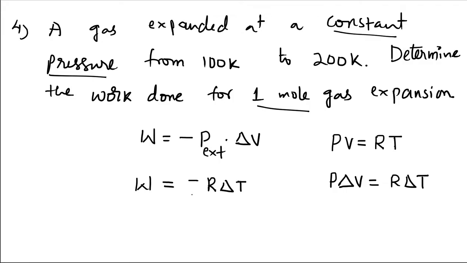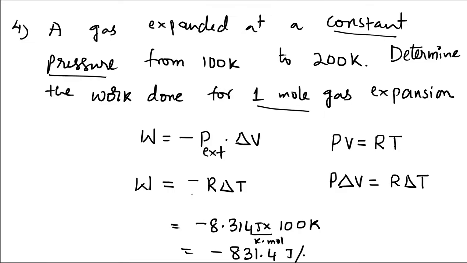What does the negative sign indicate? The negative sign indicates work done by the system, which is expansion. That is equal to, let's use the R value. We can use calories or joules, it is our choice. Now let's go for joules. That is negative 8.314 joules times the temperature change. 100 Kelvin to 200 Kelvin, so the change in temperature is 200 minus 100, which is 100 Kelvin. That gives negative 831.4 joules per Kelvin mole.